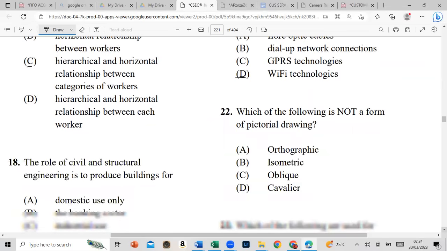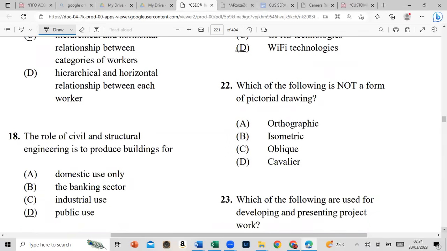Which of the following is not a form of pictorial drawing? Orthographic, isometric, oblique, or cavalier? And that is orthographic. Let's move on to number 23.